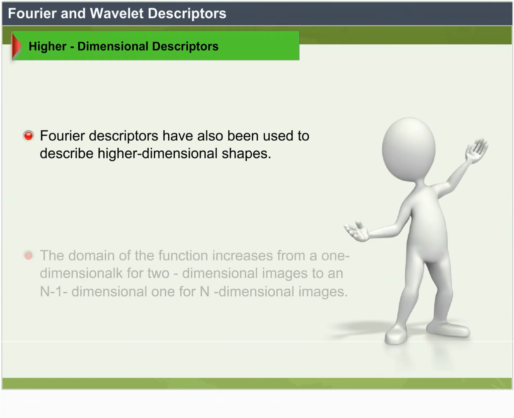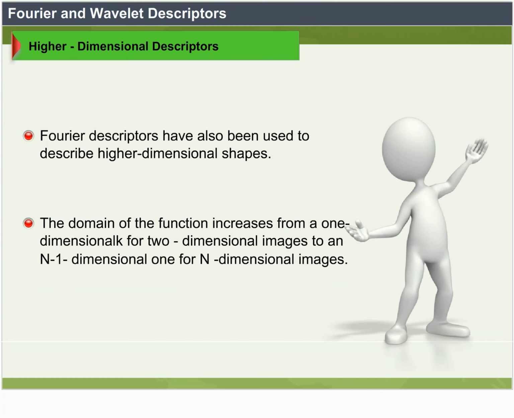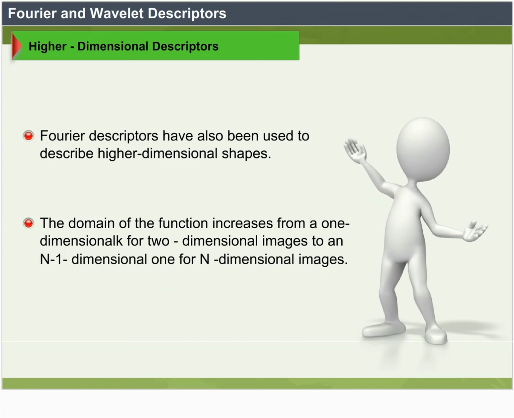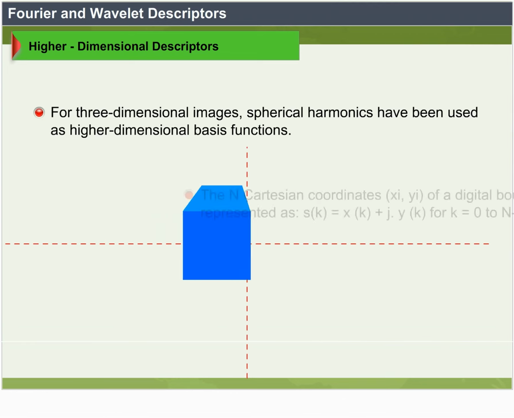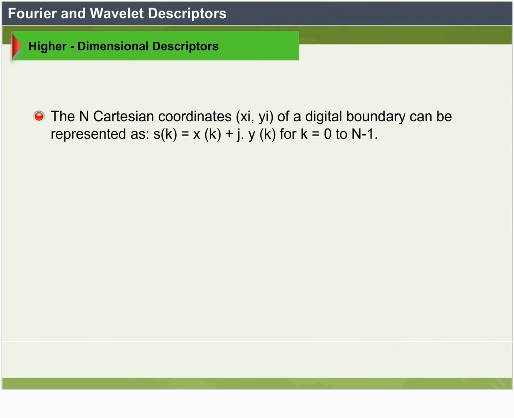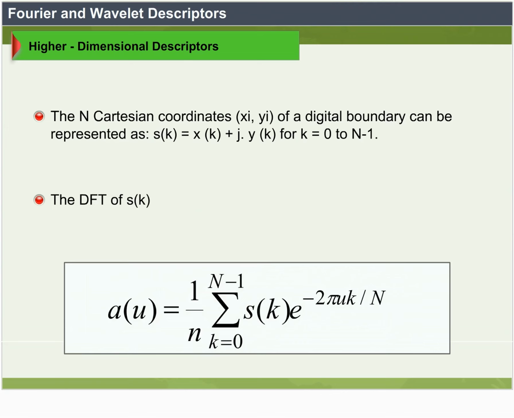The domain of the function increases from a one-dimensional k for two-dimensional images to an n-1 dimensional one for n-dimensional images. For three-dimensional images, spherical harmonics have been used as higher dimensional basis functions. The n Cartesian coordinates xi, yi of a digital boundary can be represented as S of k equals x of k plus j into y of k for k equals 0 to n-1. The DFT of S of k is given by the equation shown on screen.